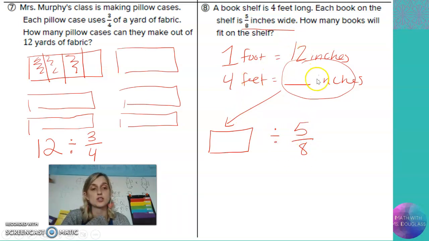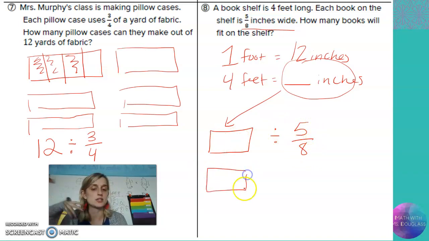Since we have inches as 5/8, we need the units to be the same. So they both need to be inches. That's why we did that math first. So whatever 4 times 12 is, divided by 5/8. Remember, you're going to keep this number the same. If you need to make it a fraction so you can multiply later, that's fine. All whole numbers are fractions over 1.